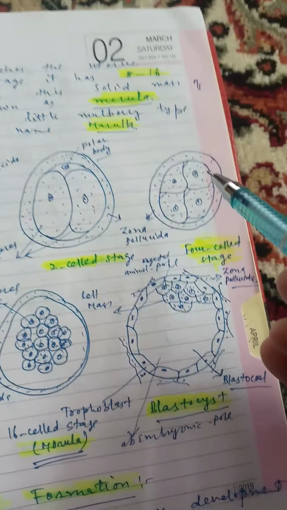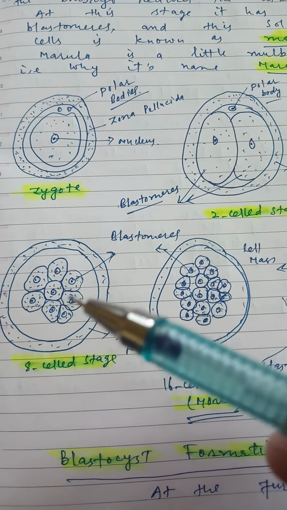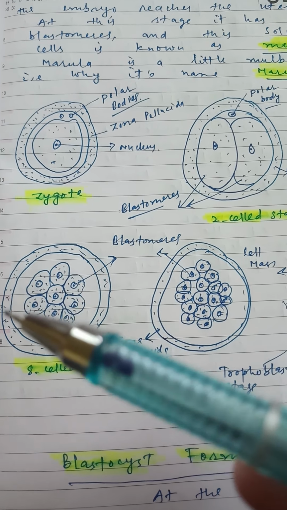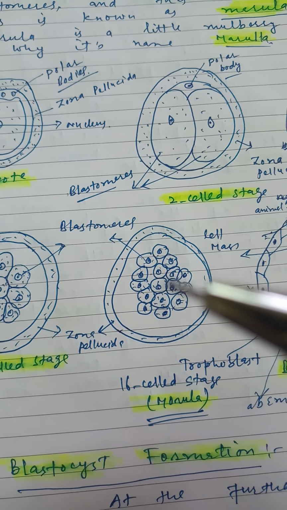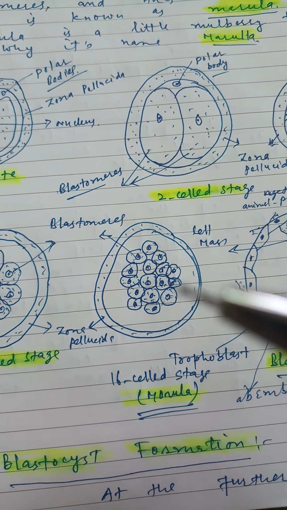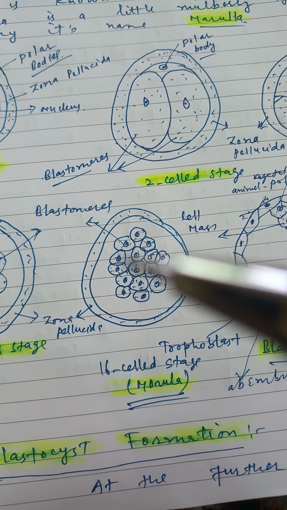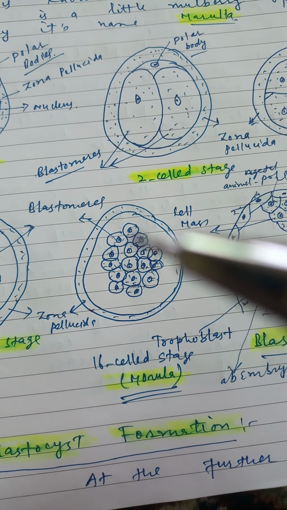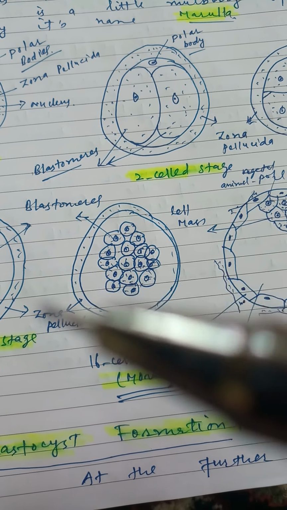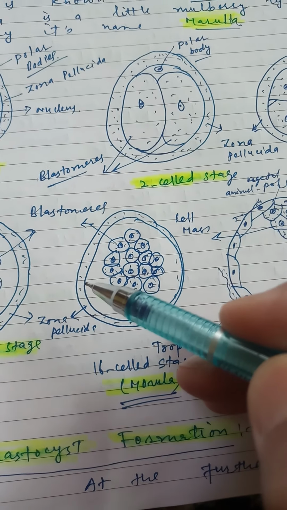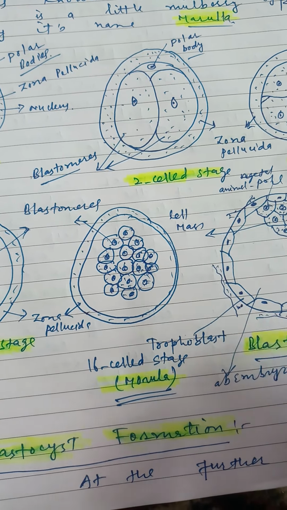Then these 4 cells undergo the next mitotic division, giving rise to the 8 cell stage, with the zona pellucida covering. Then these 8 cells undergo the next division, forming 16 cells. This 16 cell structure resembles a little mulberry, hence it got its name morula. At this 16 cell stage it is known as morula, and the zona pellucida covers it outside.